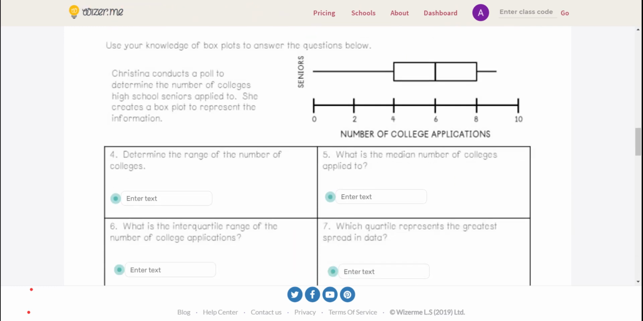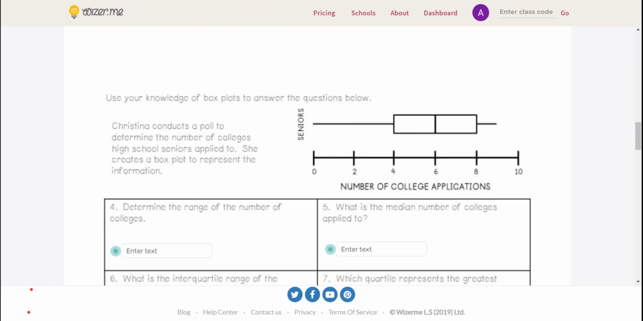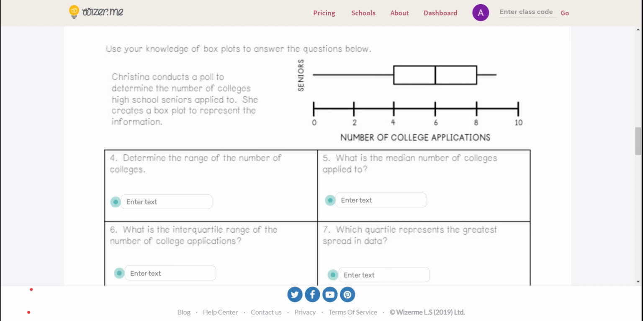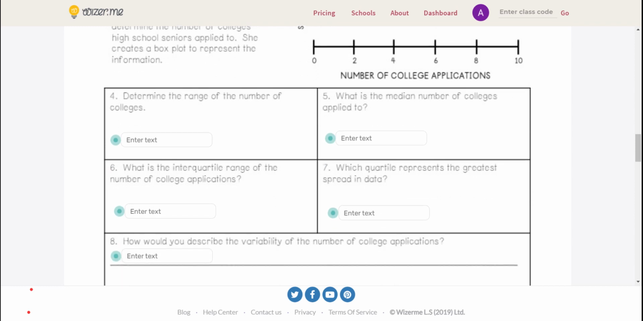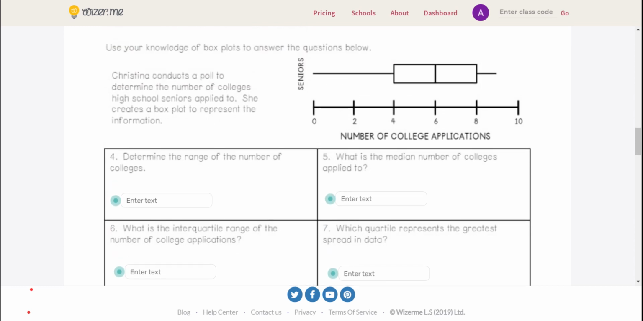Okay. Moving on to the next page. It says use your knowledge of box plots to answer the questions below. Determine the range of the number of colleges. Now, range is just the difference between the minimum number and the maximum number. So our maximum number here looks to be about 9, right? We look at the end of the whisker. And then it starts at 0. So we would just do 9 minus 0 to get your answer for number 4.